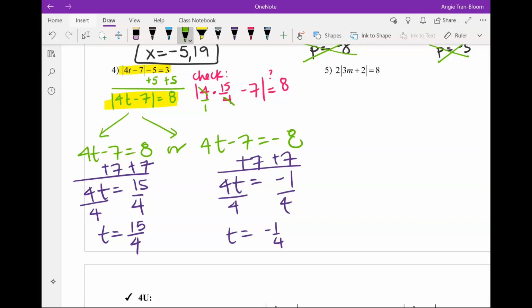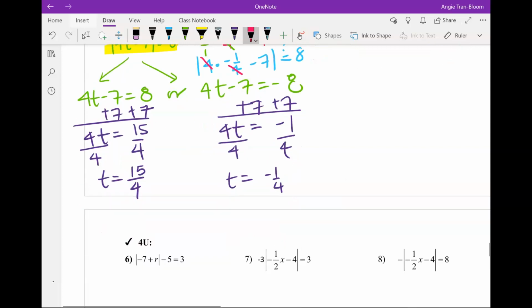Okay. How about when we check negative quarter? Can I keep a negative quarter? No, let's check it. 4 times a negative 1/4 minus 7, question mark 8. What's 4 times a negative 1/4? Negative or positive? Negative 1. Minus 7 is what? Negative 8. Absolute value of negative 8. 8. It works. Can I keep both?